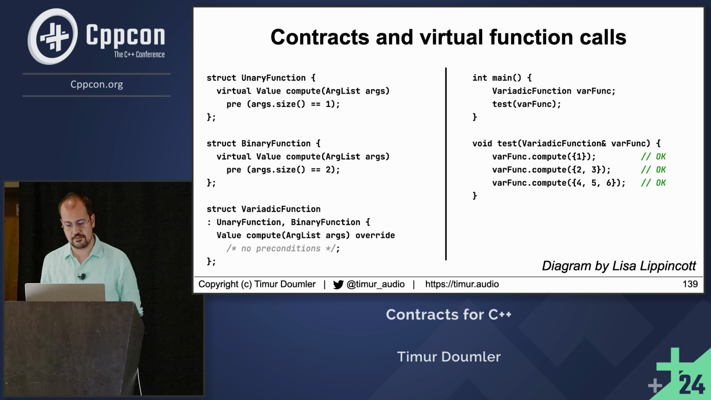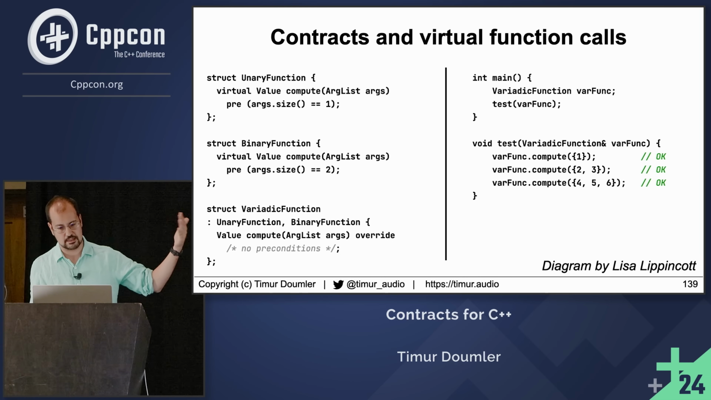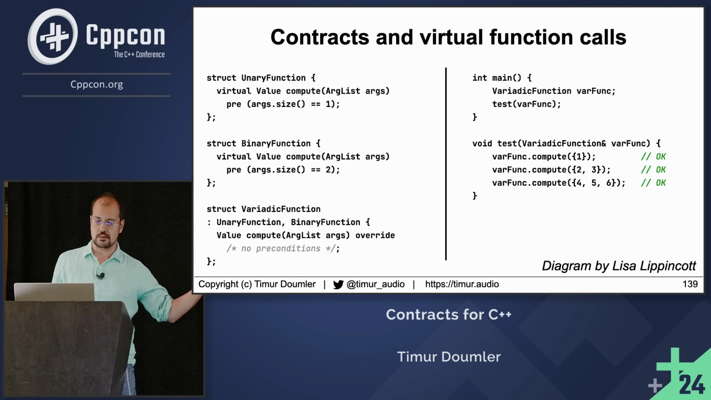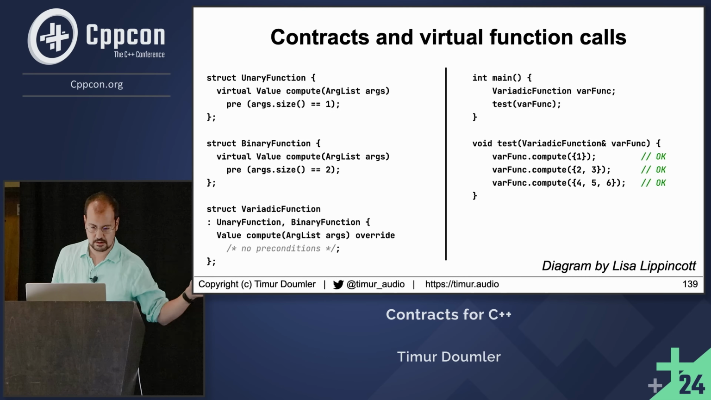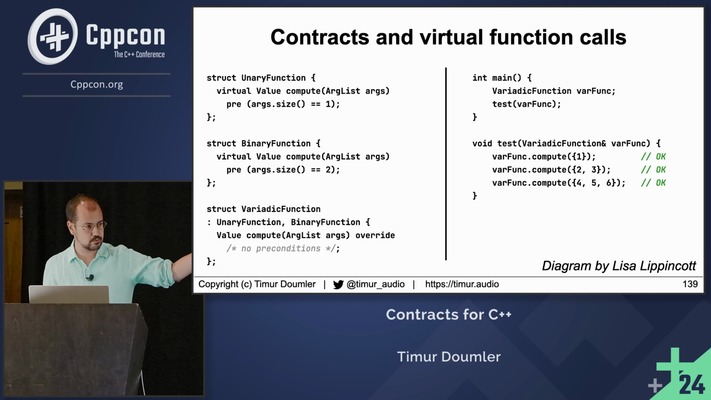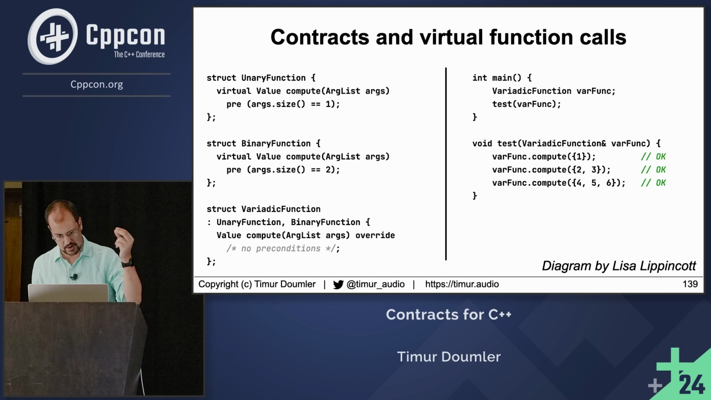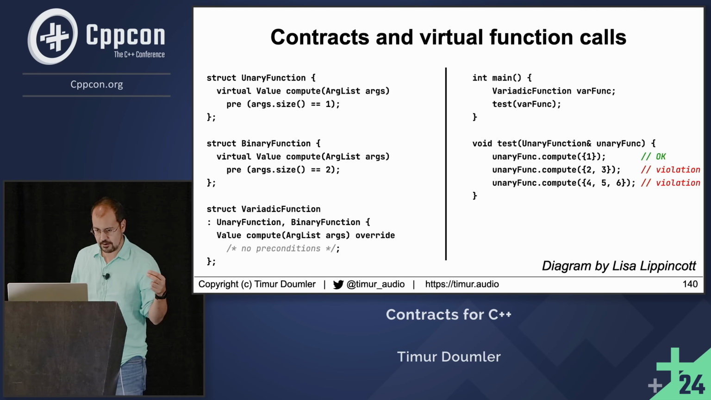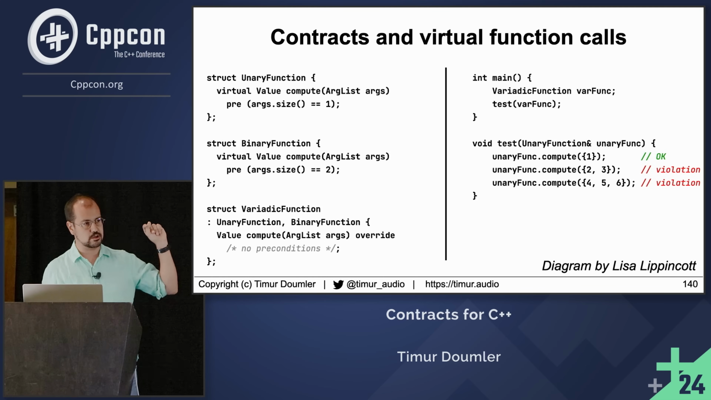For example, if you have a variadic function and you call it statically knowing it's a variadic function, then you can call it with 1, 2, 3 arguments, and no preconditions are being violated, except the ones of the actual function, which, if there were any, would be checked, but there are none, so you're good. But if you call the same variadic function object through a reference to unary function, then you additionally check the pre and post conditions of unary function.